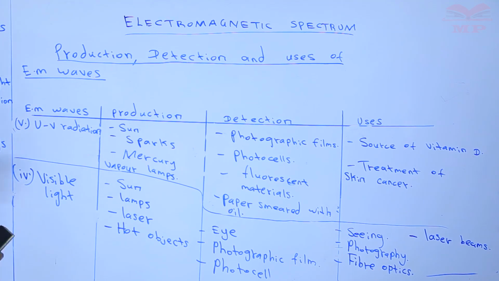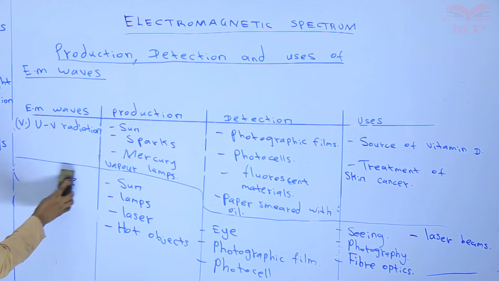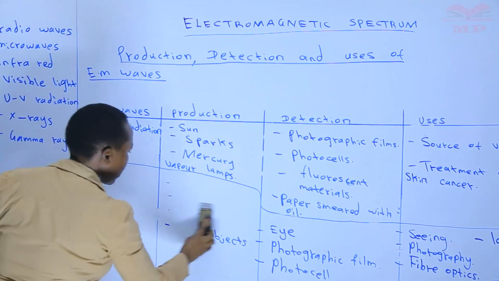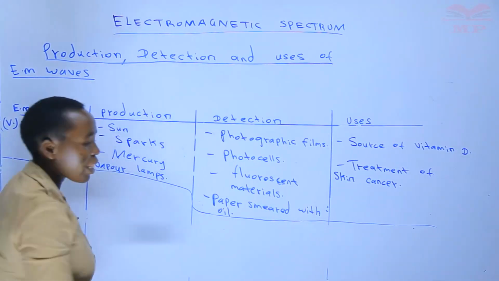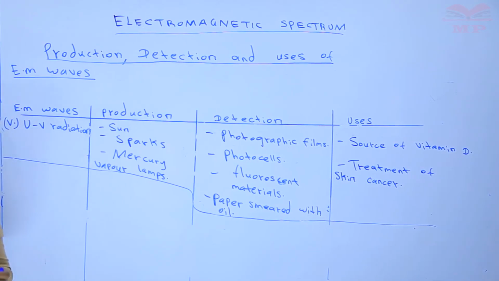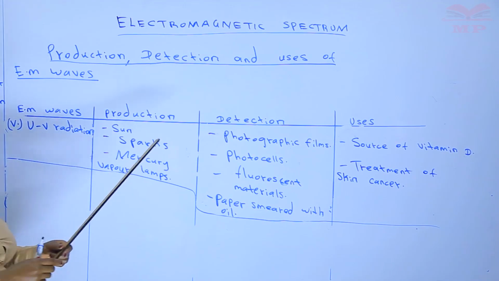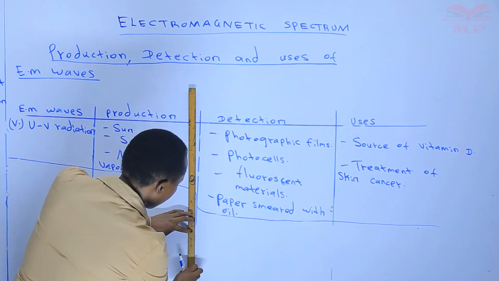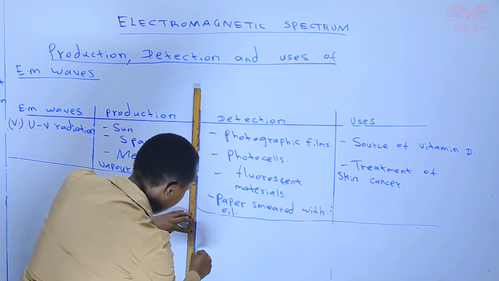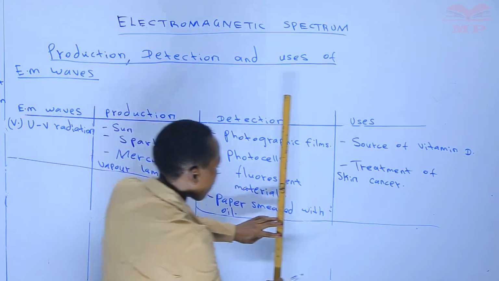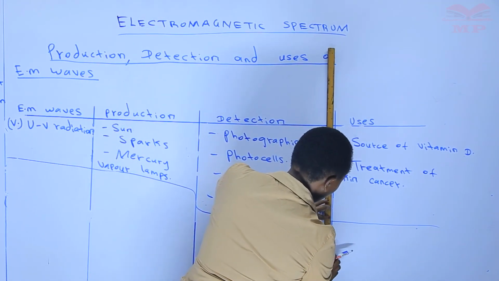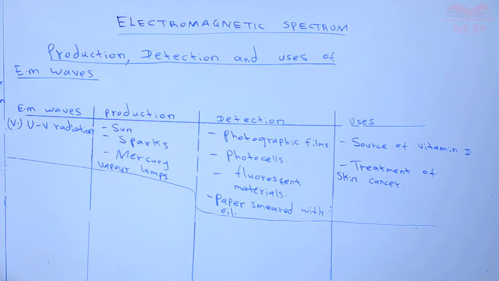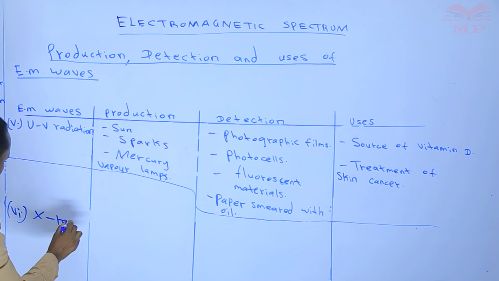So we can move on to number 6, whereby we have the X-rays. In another topic, we'll be looking at the production of the X-rays. There is a topic in Book 4 that is on X-rays, and in that topic we'll be able to look at X-rays in detail. So we have the X-rays as our number 6.